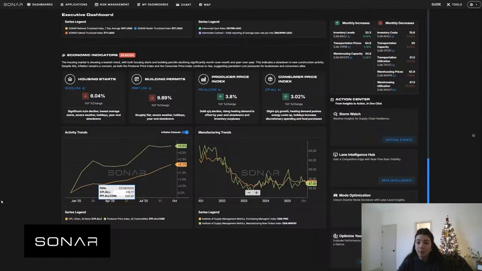But overall, that is the Executive Dashboard. This dashboard is available for all SONAR users. So whether you're tracking trends, preparing for those customer conversations, or making some operational decisions, this dashboard is going to provide the intelligence you need to make decisions with confidence.